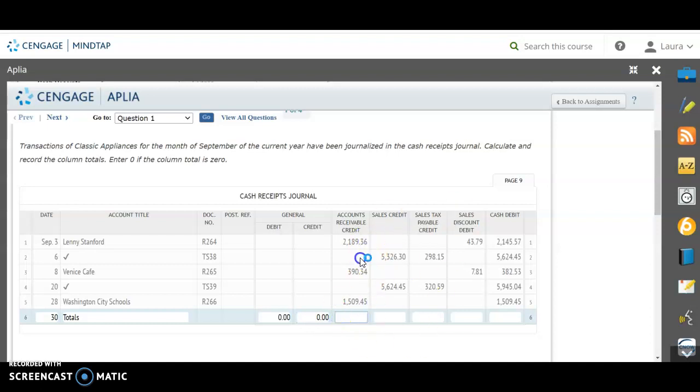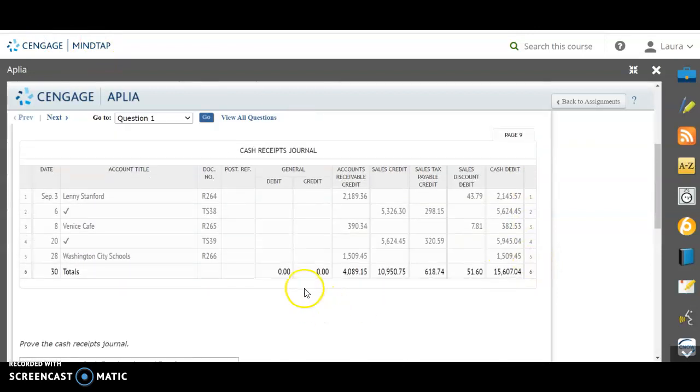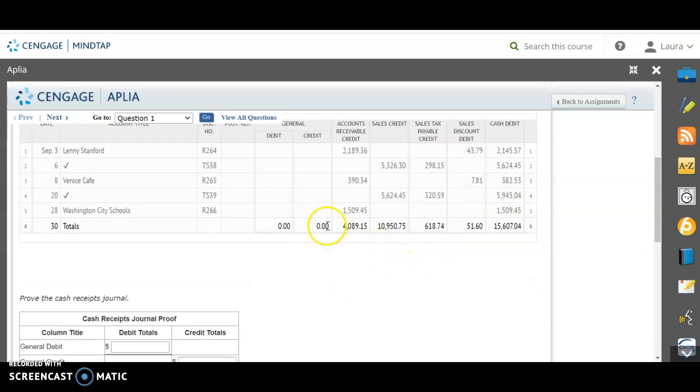Make sure you're very careful with the math because you now have a lot of dollars and cents to put in there. So go ahead and do it, and we'll come back and check your answers. All right, let's see how we did. So our accounts receivable credit is $4,089.15, sales credit $10,950.75, sales tax payable credit $618.74. Our sales discount is a debit of $51.60, and our cash is a debit of $15,607.04. So once we have those totals, then down here we want to prove the cash receipts journal.